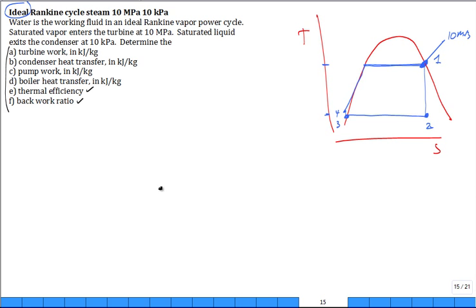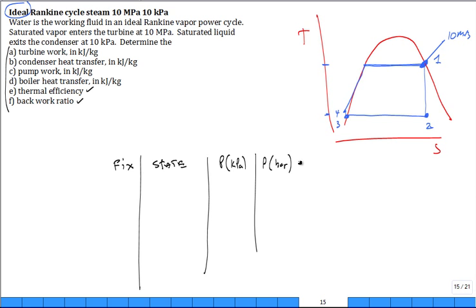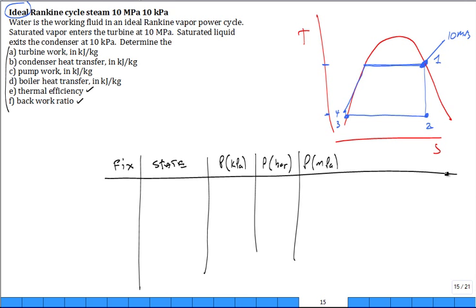What you really want is to be able to put a table of properties together. What would that table look like? I like to put fix to remind me how I fix that state, the state number, the pressure, and often I have to pick a unit. If I think I'm going to make an error, I'll put the pressure in kilopascal, in bar, and in megapascal, especially if I'm doing this in Excel or a spreadsheet. Why do I put them all three there? I can triple, quadruple check my pressure conversions because I've made so many errors on pressures in the past.